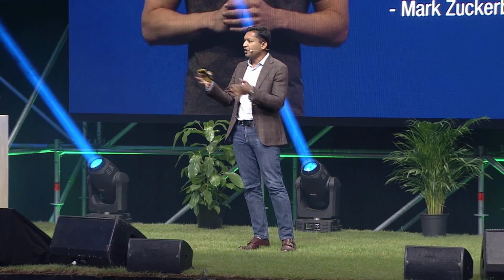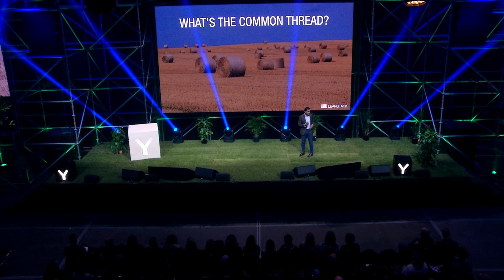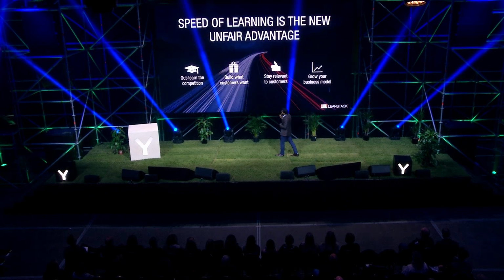Now, these are some of the large-scale implementers of this idea of experimentation and continuous innovation, but there are many others. A lot of these logos should also be quite recognizable, and they measure their progress, their way of being innovative, in terms of the number of experiments they run per year. So what's the common thread? What's changed today? If we look at unfair advantages today, the new unfair advantage is speed of learning. If you can outlearn your competition, you win. And it's really as simple as that.